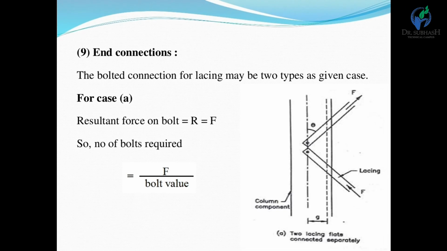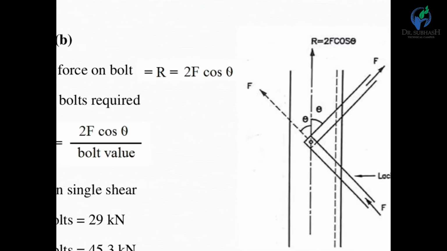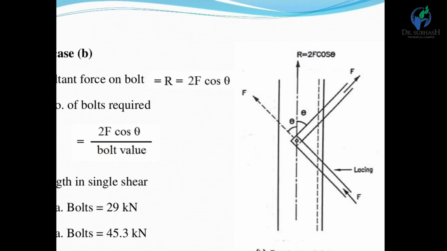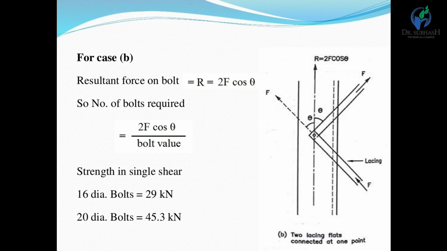Next, case B. Here the resultant force of the bolt R is equal to 2F cos theta. What should be the case B? You can see the figure. We can overlap two lacing plates at the same point through bolting. At that time your resultant should be 2F cos theta. So R is equal to 2F cos theta in this case. The number of bolts is also given by the same equation, total force divided by bolt value, but here the force is the resultant force, R equal to 2F cos theta.